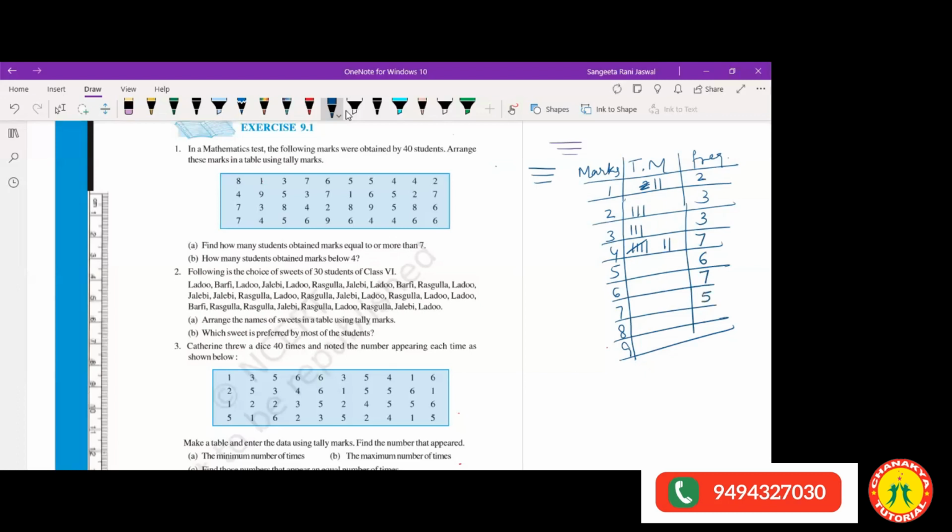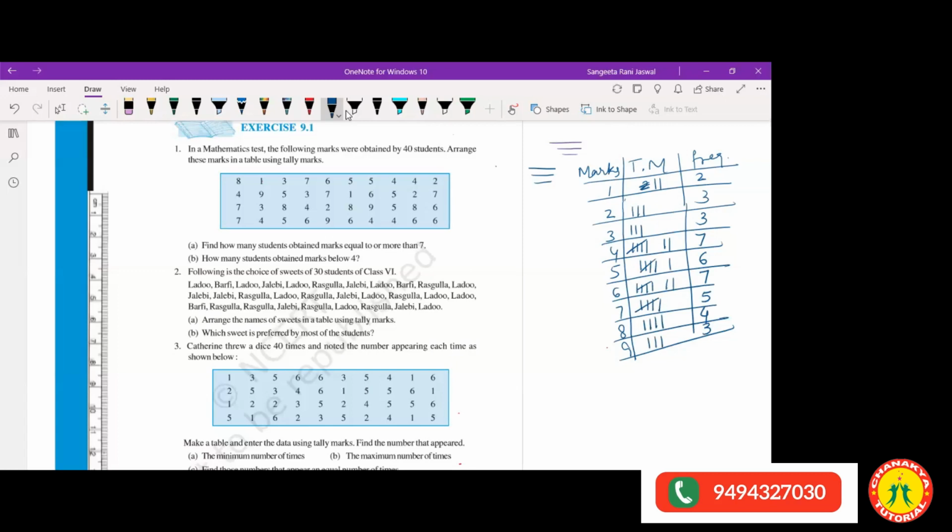Both of you please tally your answers. Soumya, are you getting the same frequencies? 8 marks, 4. 9 marks, 3. So for everything we'll make tally marks like this. The fifth one is a slant line across 1, 2, 3, 4. Okay.